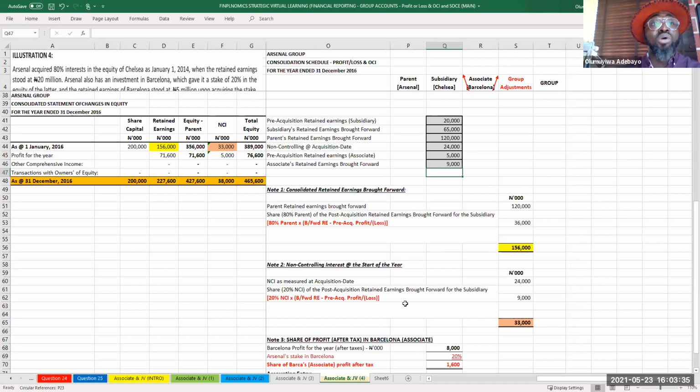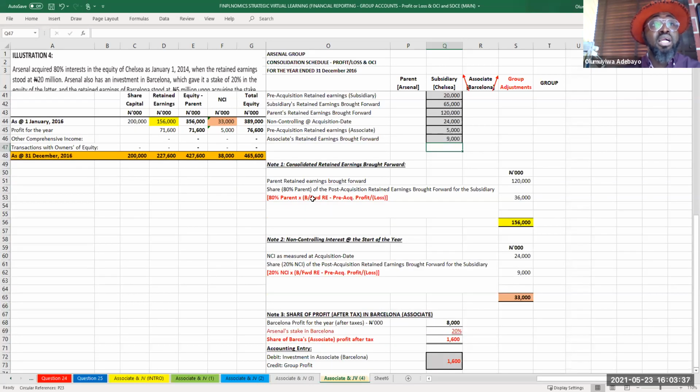Now, similar to what we did for the subsidiary, where we share the percentage relevant to parent and the percentage relevant to NCI, which is 80 and 20 respectively, we use that as a basis of sharing the post-acquisition retained earnings brought forward by the subsidiary. And that is the retained earnings of the subsidiary brought forward after deducting the pre-acquisition profit or loss.